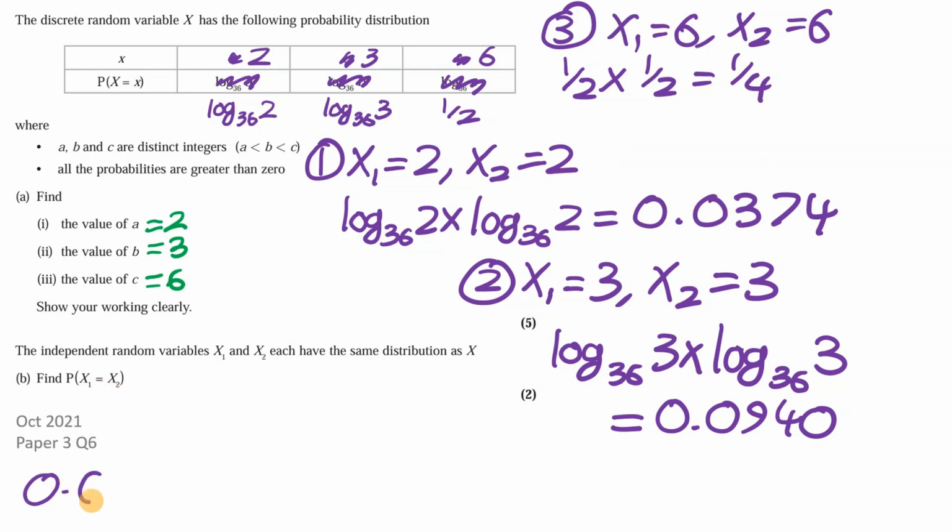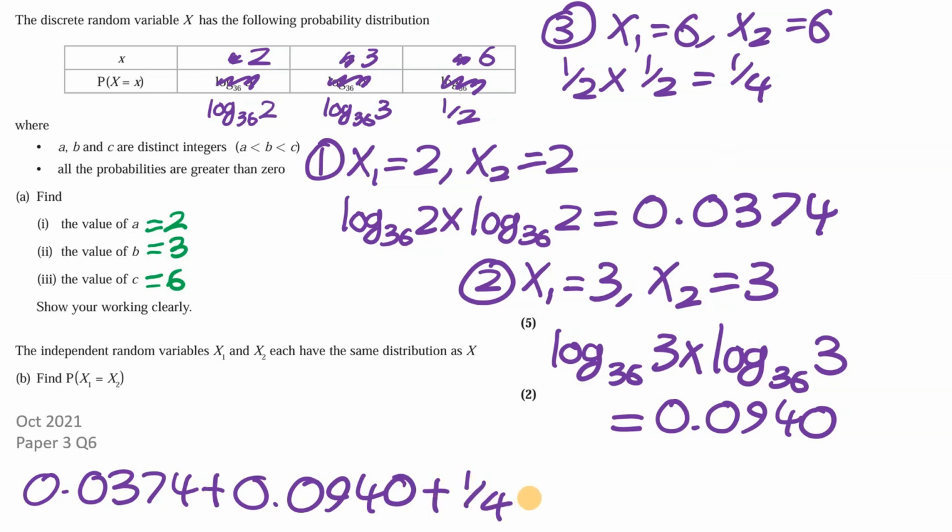So it's 0.0374 plus 0.0940 plus a quarter, and if you put this into your calculator, to two decimal places, it is 0.38. So this is the probability of x1 being equal to x2.